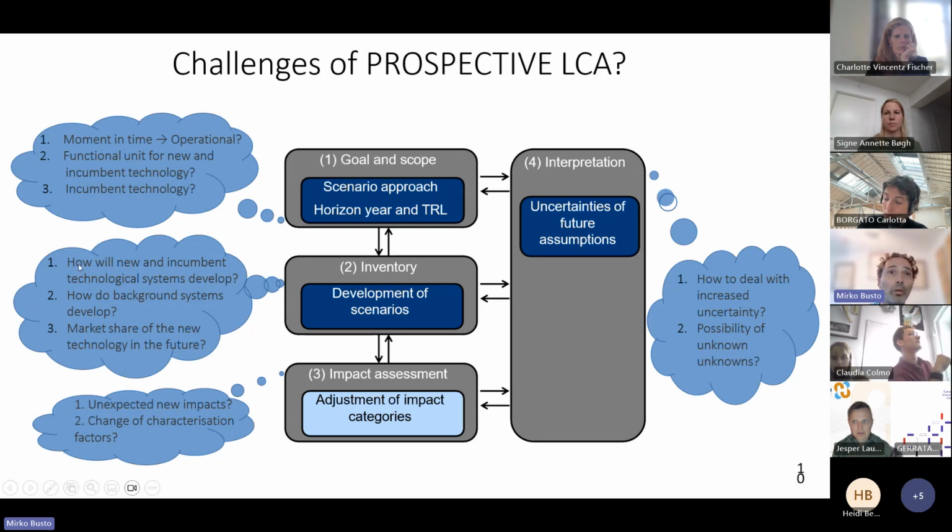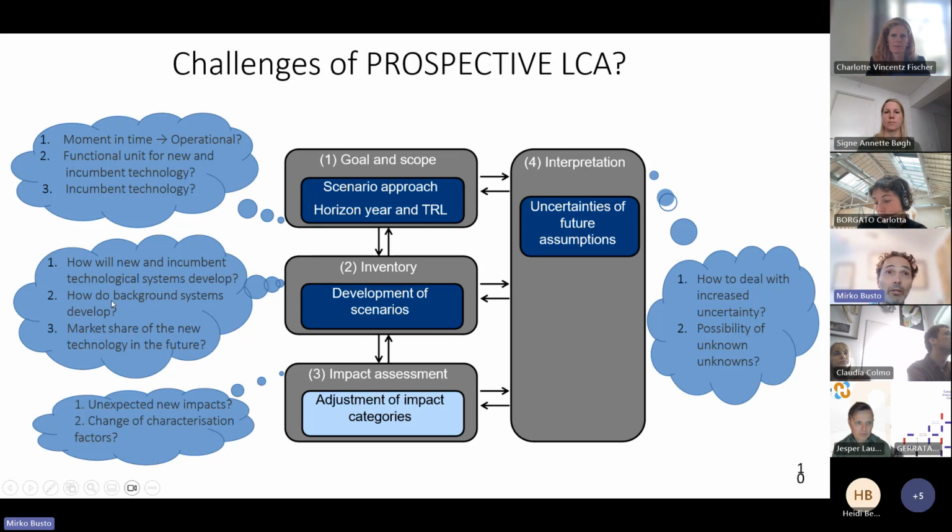So also, we don't know how the new and the incumbent technological system will develop. This is related to building the inventory. What is going to happen in these years are going to be important changes in the production process of, for example, our reference product that brings down the environmental impacts, or radically changes the production process. We don't know yet, so we have to model it with scenarios or different assumptions.